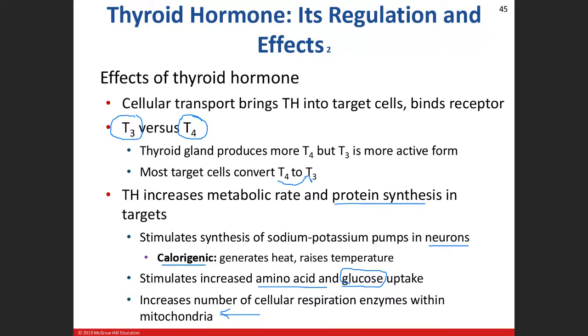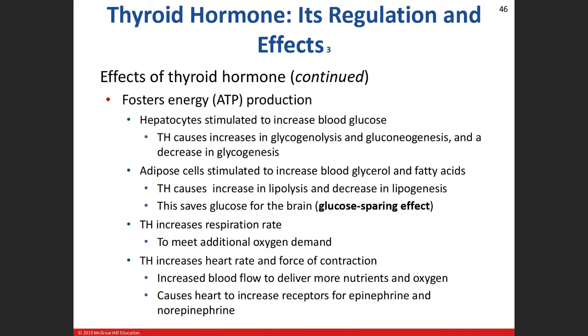So what will happen is the mitochondria will start to increase the cellular respiration enzymes. We'll talk more about this in later chapters near the end of the semester, when we get into the Krebs cycle, the TCA cycle. We'll talk about the enzymes involved with cellular respiration, but at this point, just know that we're going to increase the number of cellular respiration enzymes. So when you're increasing the metabolism, think of the big picture, and then we can go down into the more specifics.